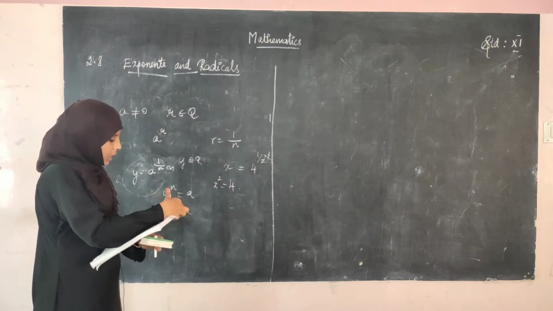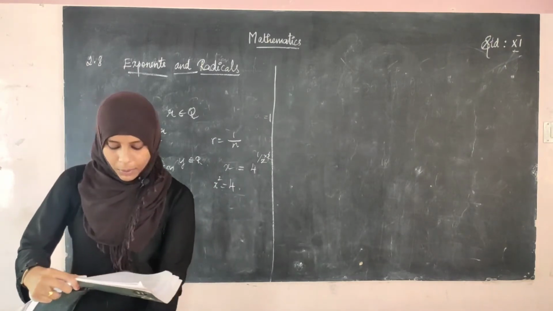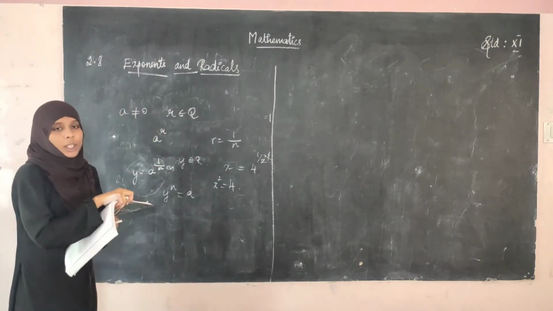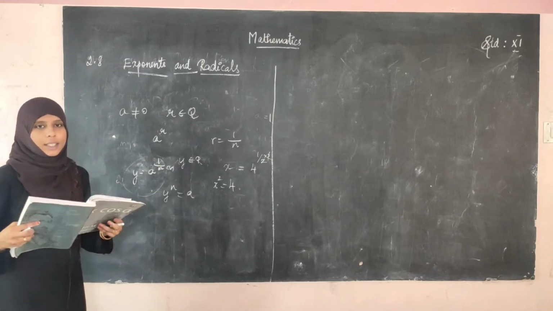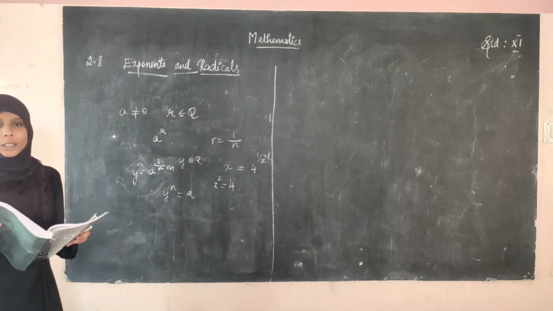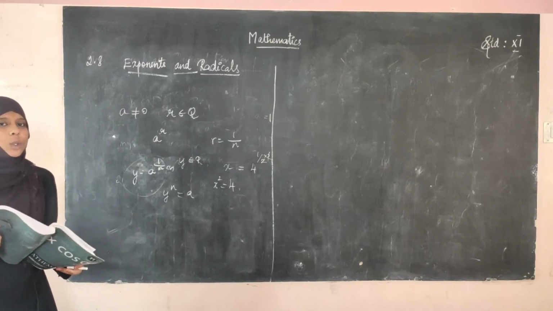And see here they have given the definition 2.2. For n belonging to N, if n is even and b is greater than 0, then there will be a unique a, which is also greater than 0, such that a power n is equal to b. Similarly we can write for when n is odd also. For even and odd also we can take a power n is equal to b.